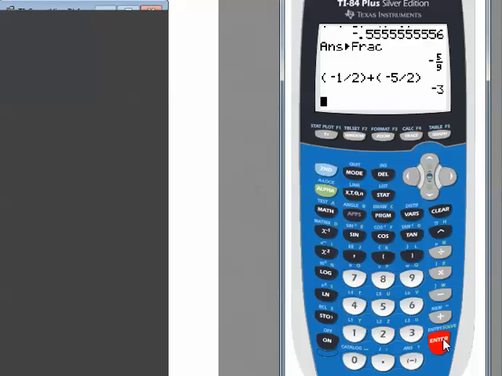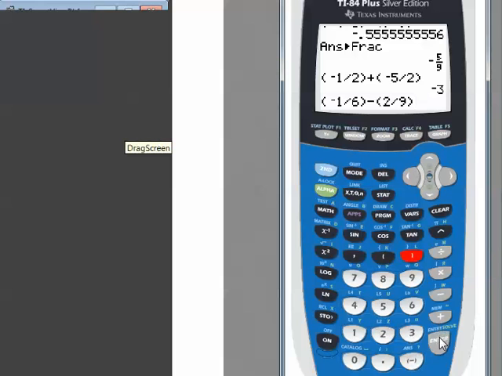So let me get one out that gives you a fraction for an answer, because I want to quickly show you how to make sure you can turn a fraction to a decimal and vice versa. So let's use something like 1 divided by 6. And from that, we will subtract 2 divided by, let's try 9. Let's press enter, and we get the goofiest little decimal ever, don't we?